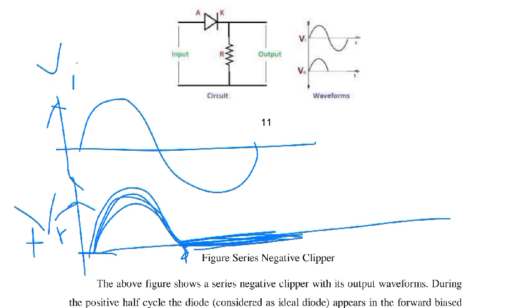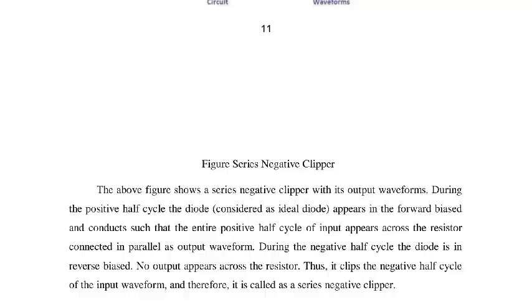By seeing the circuit directly we can say that when the N side, the cathode of the diode, is connected to the output, it generally clips the negative inputs in this way. So this is the main concept of negative clippers.